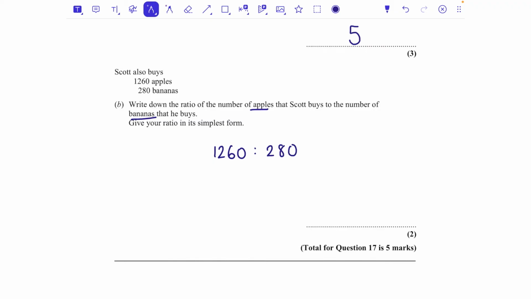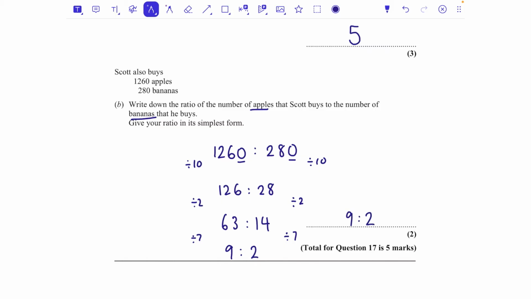Now both of those numbers are in the 10 times table because they've got that 0 on the end. So I'm going to divide both by 10 and say that that's 126 to 28. They're both even, so let's divide by 2. And that would be 63 to 14. And they're both in the 7 times table, so let's divide by 7, and that is 9 to 2. I can't go any further, there's no more common factors other than 1, and that wouldn't change it, so my final answer is 9 to 2.